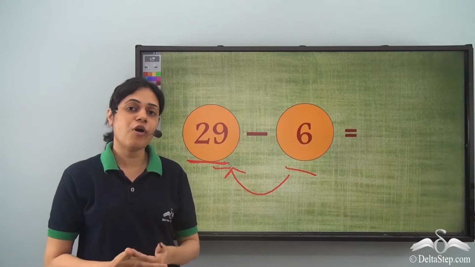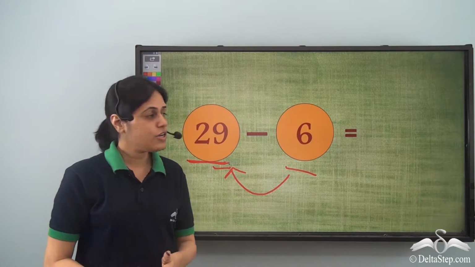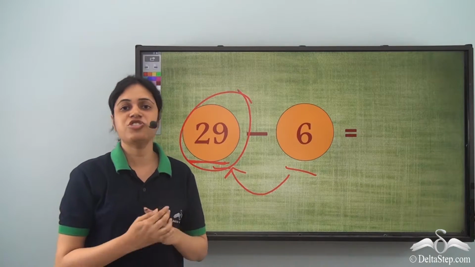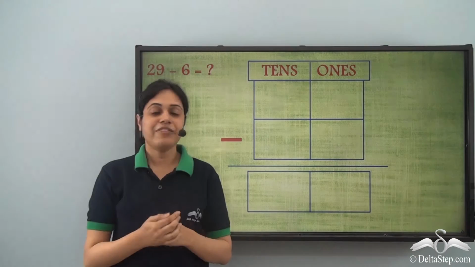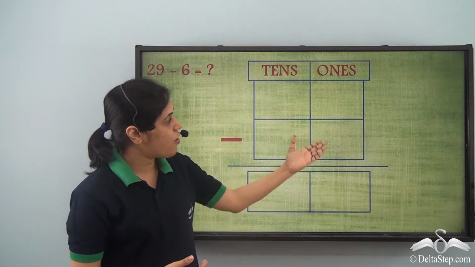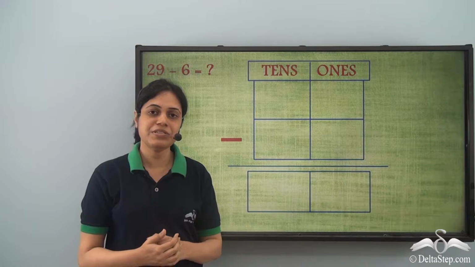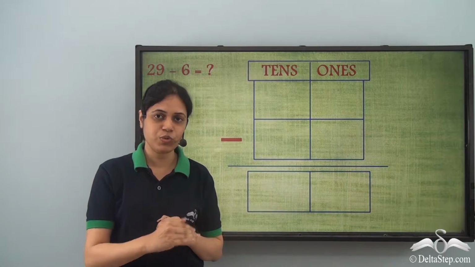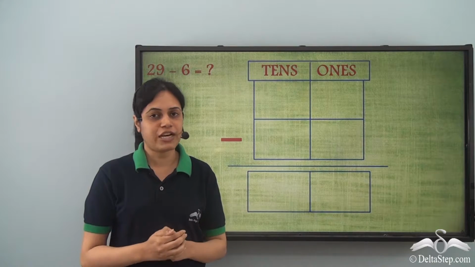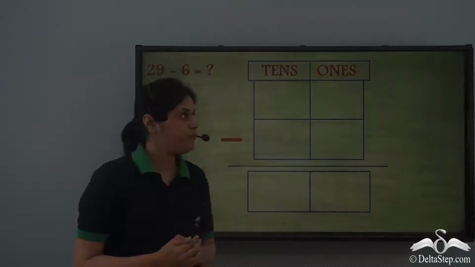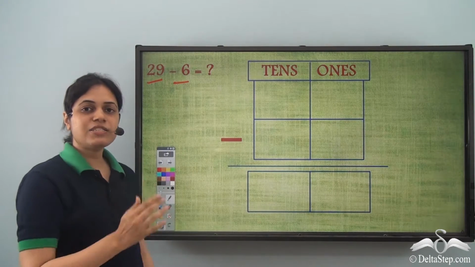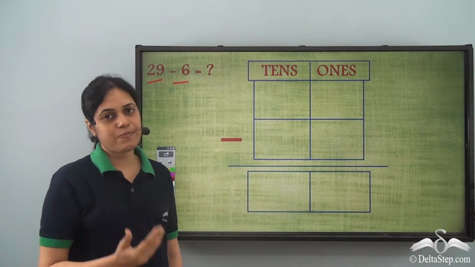So how do I perform subtractions like this? Using big numbers? How do I perform such subtractions? Well, do you remember that in the case of additions, we have performed addition by putting the numbers in their respective tens room and ones room? We can do a similar thing for subtraction as well. Let's see how. So 29 minus 6. So first let us put the digits in their respective rooms.